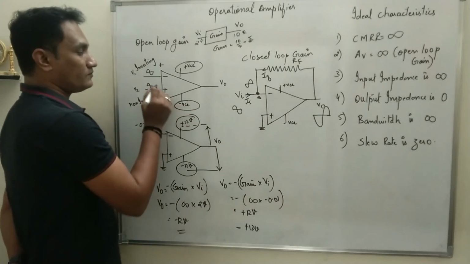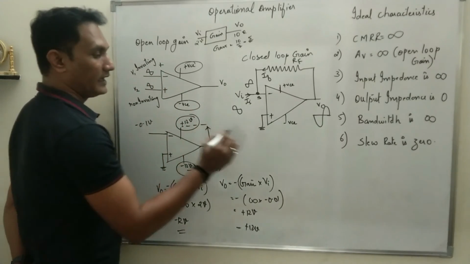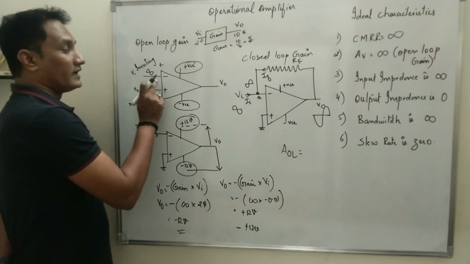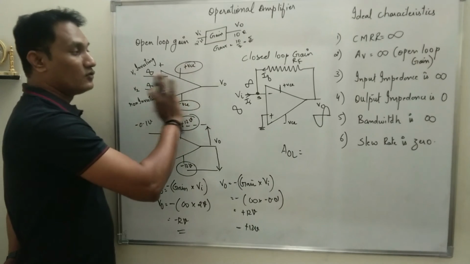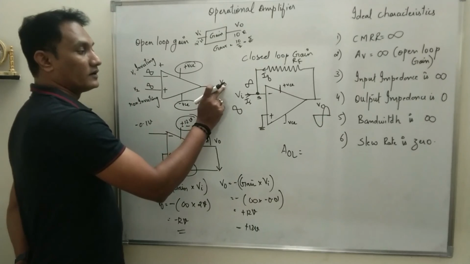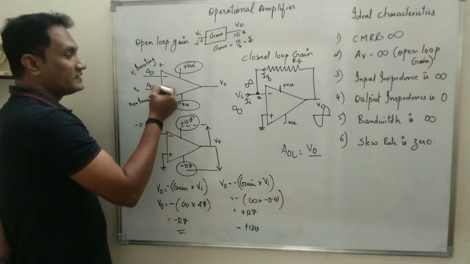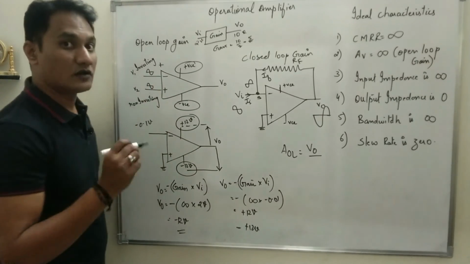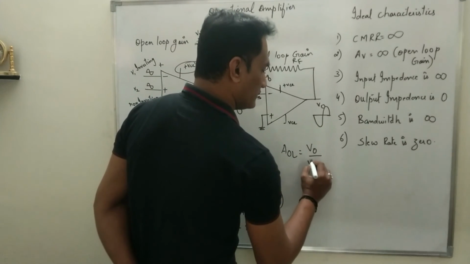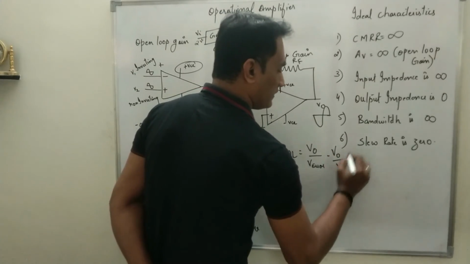Now here, open loop gain, which is your AOL, is the gain when there is no feedback. That means the gain will be the output voltage divided by the difference between the two input voltages, which is also specified as the error voltage, denoted by V error, or simply V.